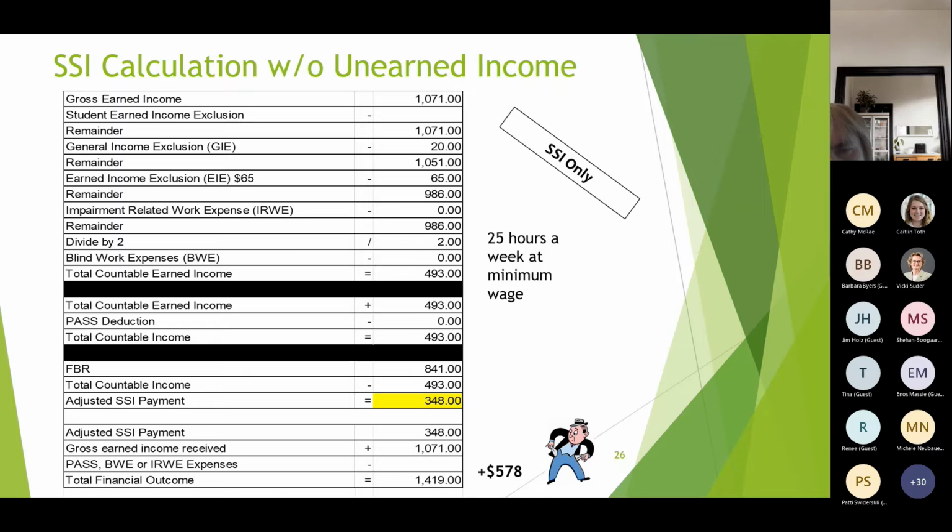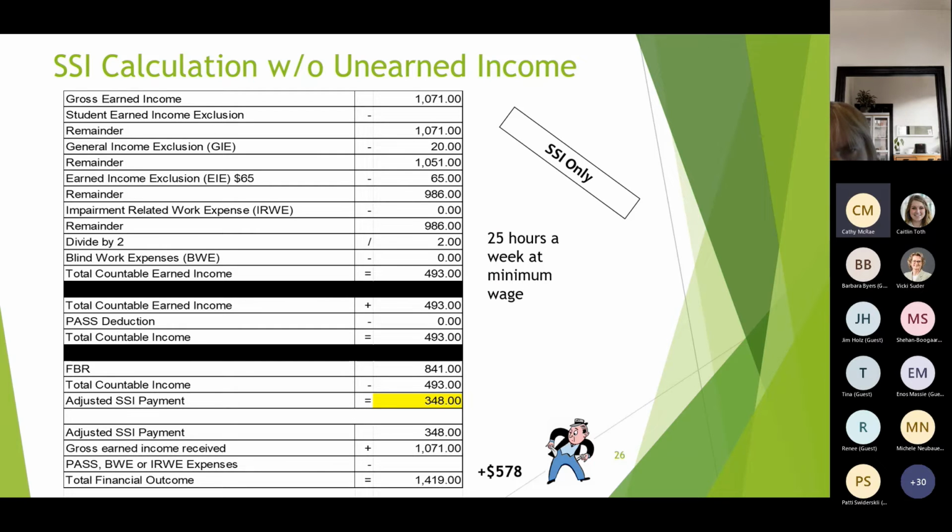Okay, there we go. So here we have an example of somebody who is working 25 hours a week. They're making minimum wage. They're only getting SSI. They're not getting any SSDI. So we've got them at $1,071 approximately of earnings, gross earnings per month. So they're going to take that $20 general income exclusion off the top of that. Then they're going to take $65 off the remainder. So that leaves us with $936.